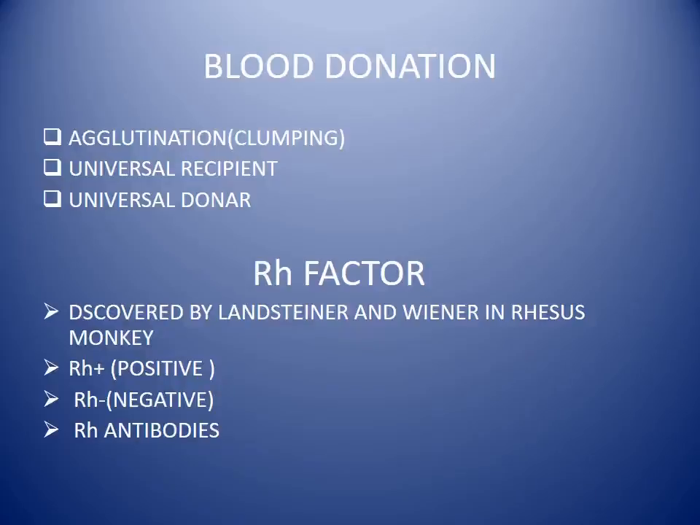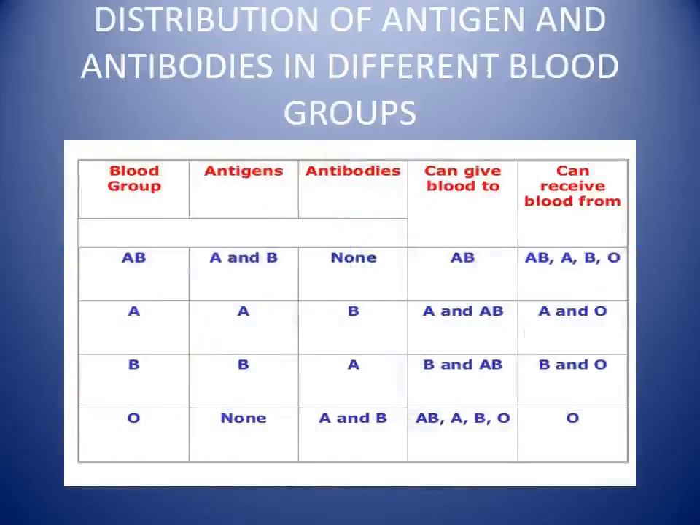The surface of the RBC contains the antigen for the Rh factor. Rh positive persons have the Rh antigen on the surface of the RBC. Rh negative persons do not have the Rh antigen on the surface of the RBC. Antibodies developed against the Rh antigen are called Rh antibodies. That means Rh positive, Rh negative, Rh antibodies. Next we will see the table.